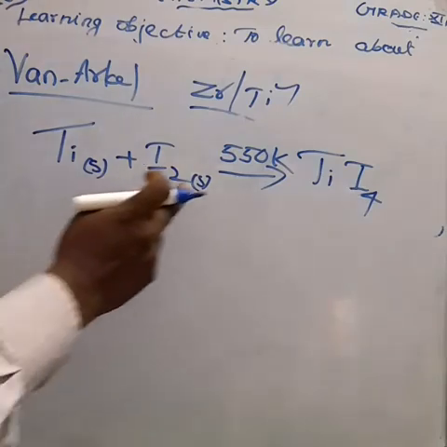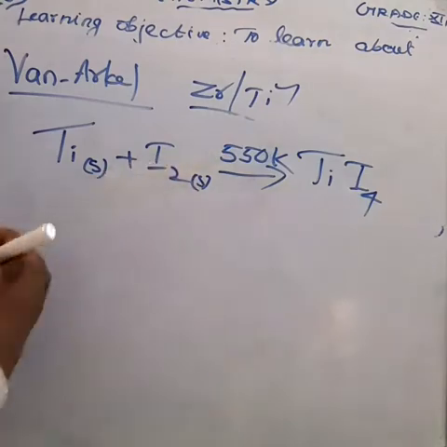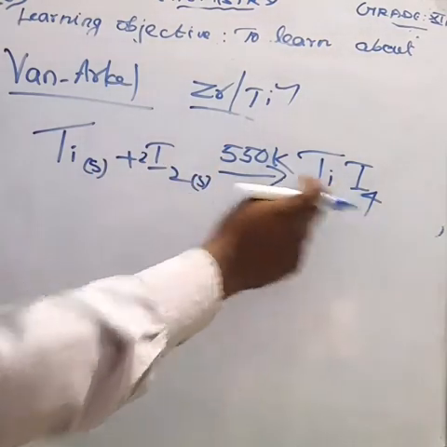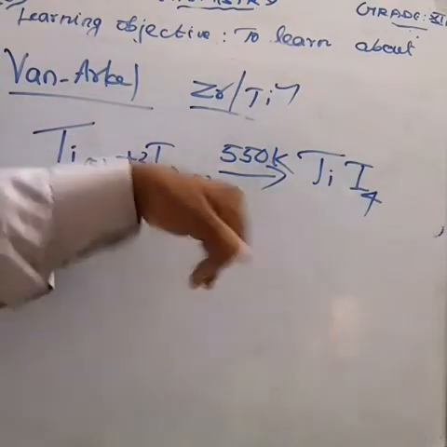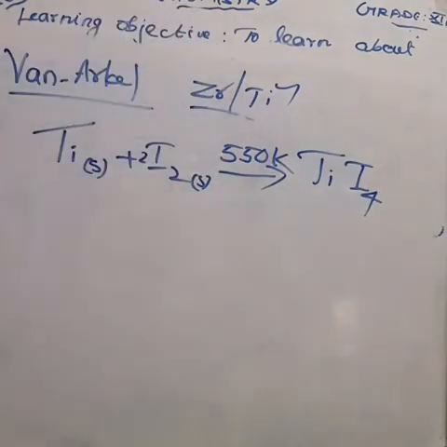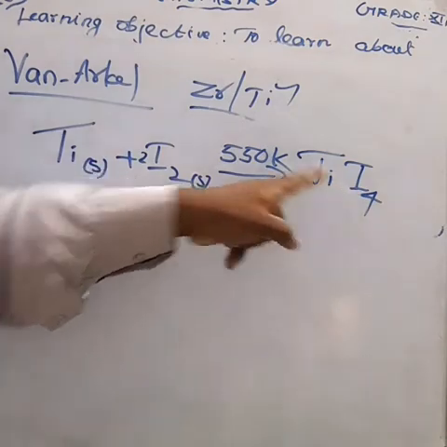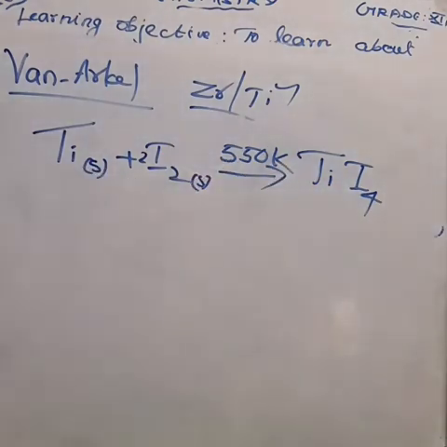Very, very important. The impure titanium metal is heated in an evacuated vessel. What is the meaning of evacuated vessel? An empty vessel. That empty vessel with iodine, what's the temperature? 550 Kelvin. To form a volatile, easily evaporating compound. What is the compound? Titanium tetraiodide. What is the formula? TiI4. The impurities are left behind and they do not react with iodine.